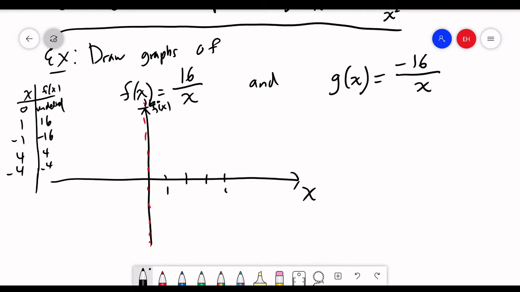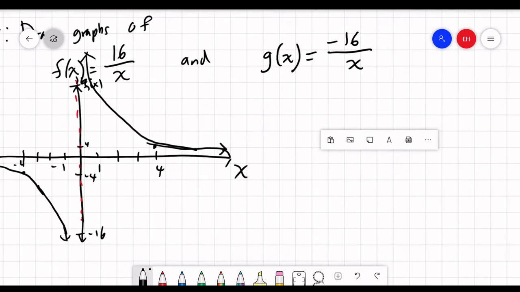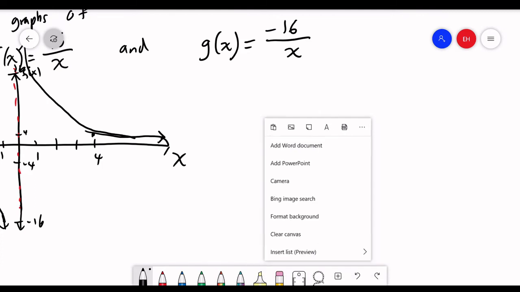All right, so this should be enough. So we can put some points. So we have 1 for the input, 16 for the output, 4 for the input, 4 for the output. And then I have negative 1 and negative 16 comes out. And then if I put in negative 4, then negative 4 comes out as well. Okay, so I can connect the dots, and one thing to know is that as the graph approaches a vertical dashed line, it's basically going to be a guideline for the graph. It's going to run alongside it, but it's not going to cross it. Okay, that's good enough for the graph.